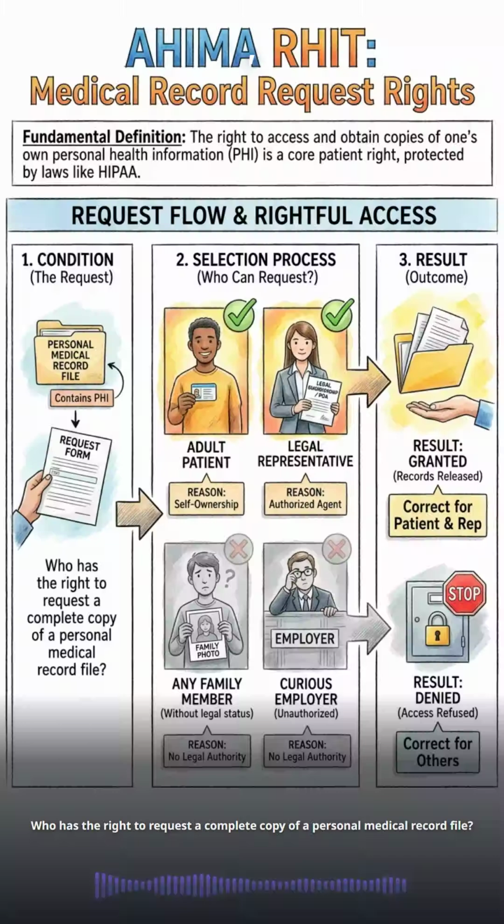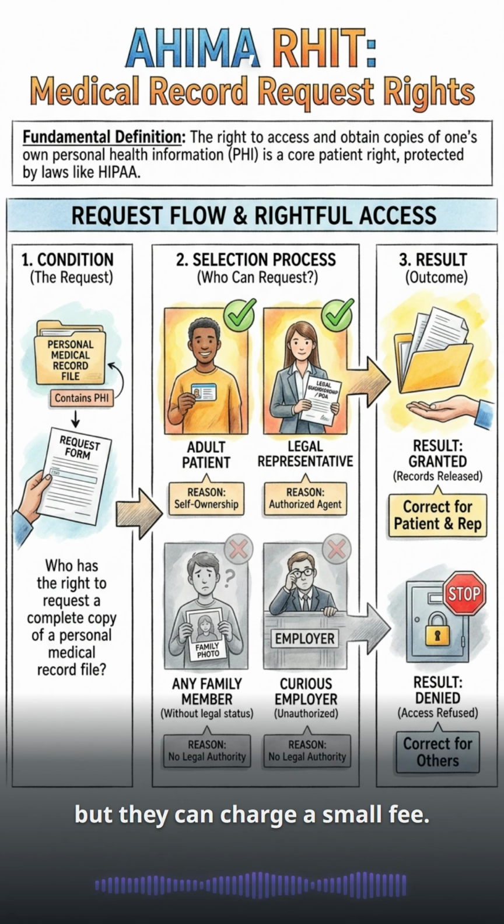25. Who has the right to request a complete copy of a personal medical record file? The adult patient or their legal representative has the right to request copies of their records. The hospital must provide these copies within 30 days. But they can charge a small fee.